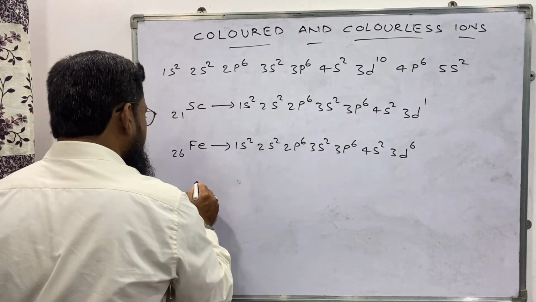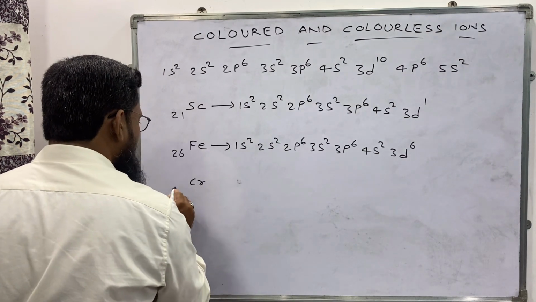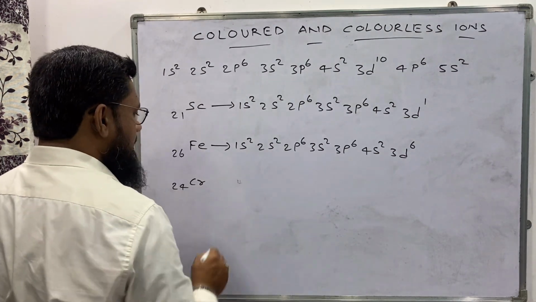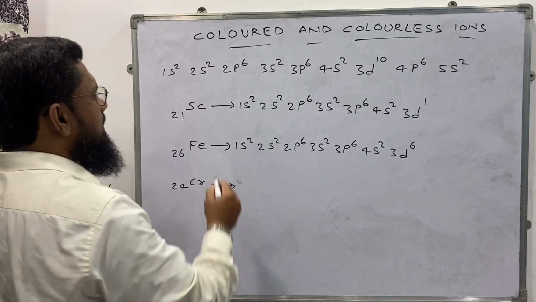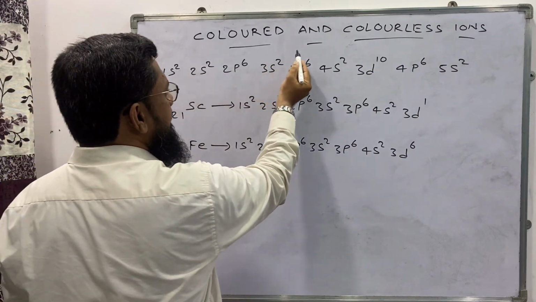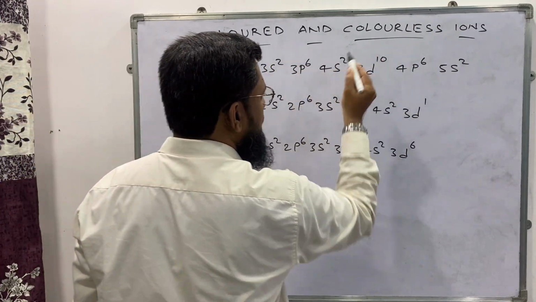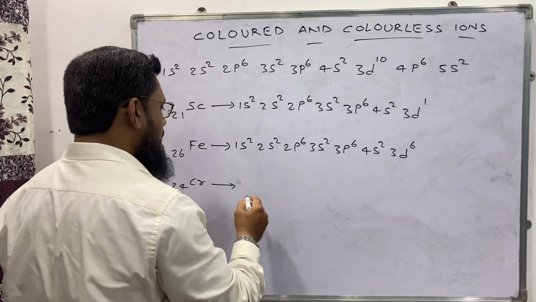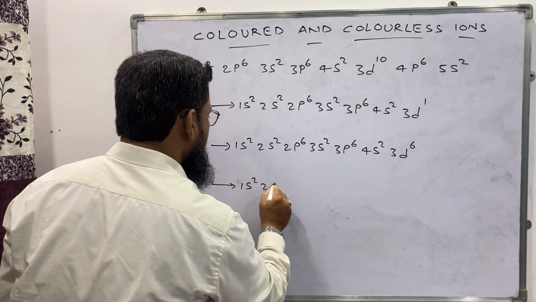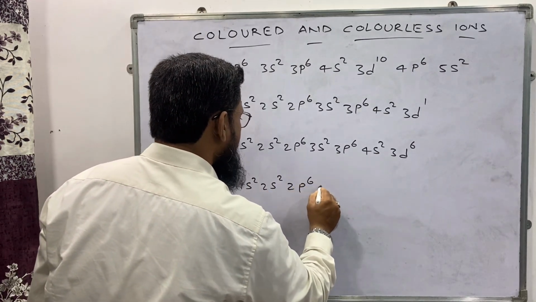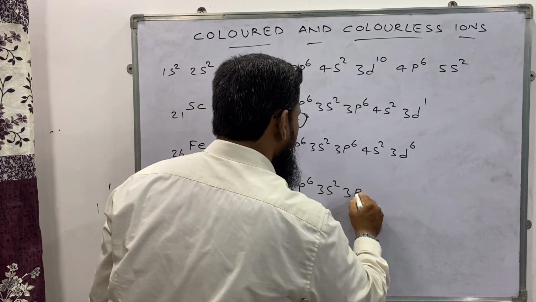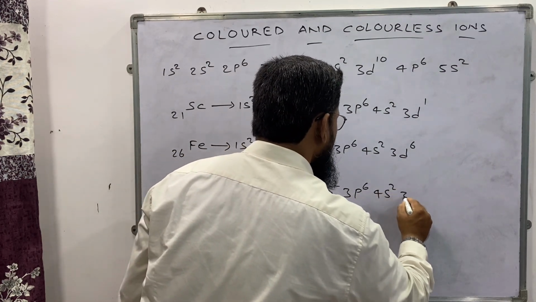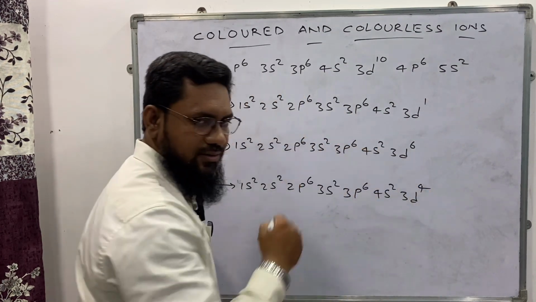Now, let's see chromium. You know chromium atomic number is 24. So if you take the 24, it is 2, 4, 10, 12, 18, 20, 20 plus 4, 24. So generally how do you write here? 1s2, 2s2, 2p6, 3s2, 3p6, 4s2, 3d4. Generally we write like this.